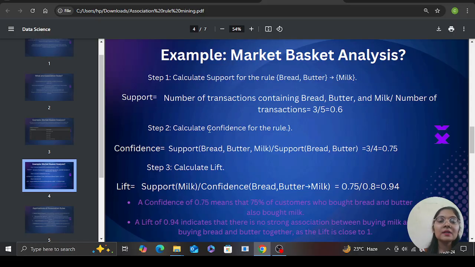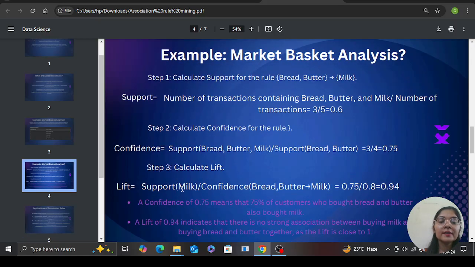The second step is to calculate confidence for the rule. The formula for confidence is support of bread, butter, milk upon support of bread, butter. Now on calculating this all, we get 0.75, and after calculating confidence, we calculate lift.